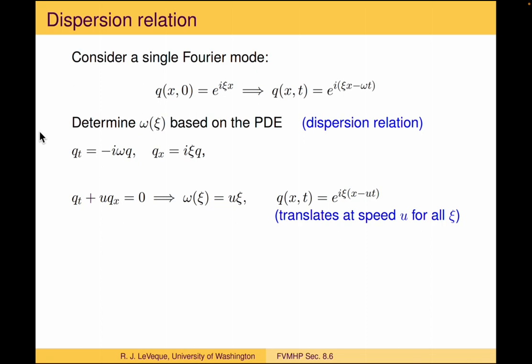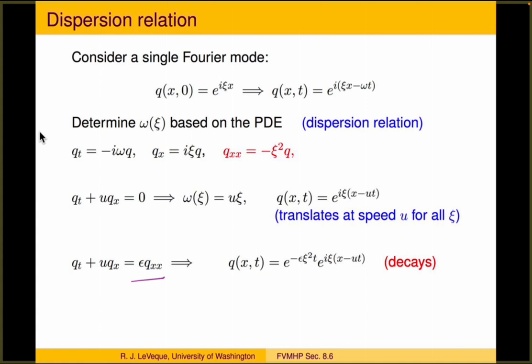But now let's suppose that we look at an advection diffusion equation where we add in an epsilon qxx term here. Then to analyze the dispersion relation here, we also need the qxx derivative, which we can calculate again by differentiating the exponential twice with respect to x. Each time we pull down an ic, so we end up with minus c squared times q.